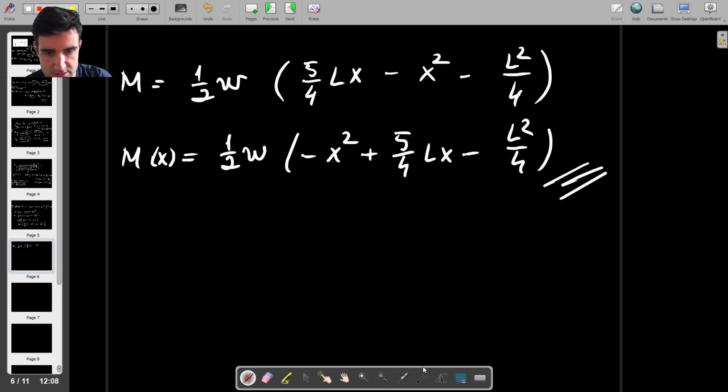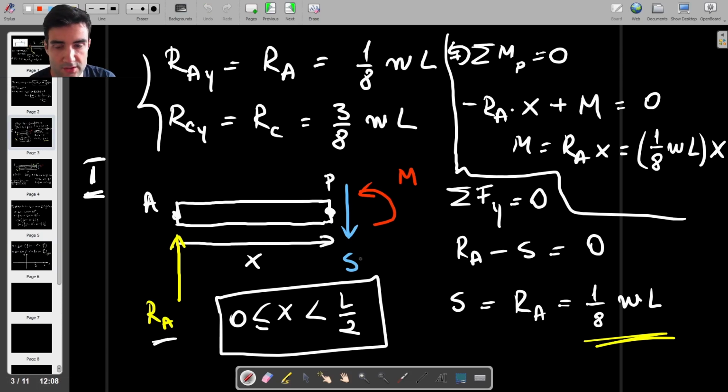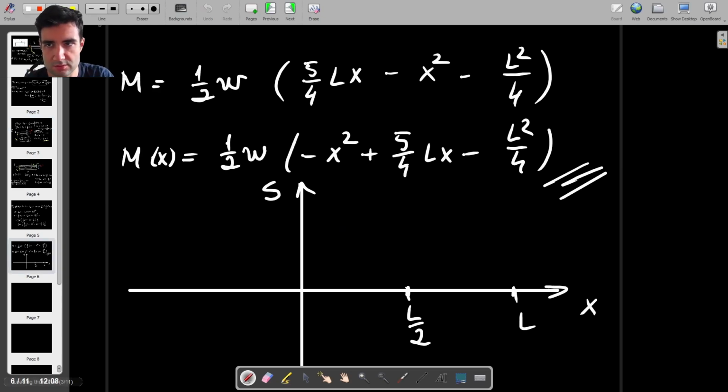Now I'll start by drawing out the shear force diagram, which should be the easier of the two, as you'll see. So I have x, I have my shear force, and then I have L over 2 here, and then I have L all the way here. In terms of the shear force, we know that for the left half of the beam, the shear force is just a constant. So it's 1 over 8 wL, which is going to be somewhere here, and we're going to have this.